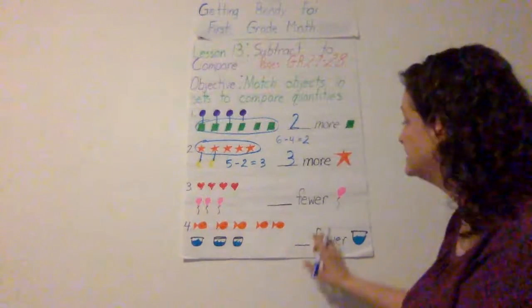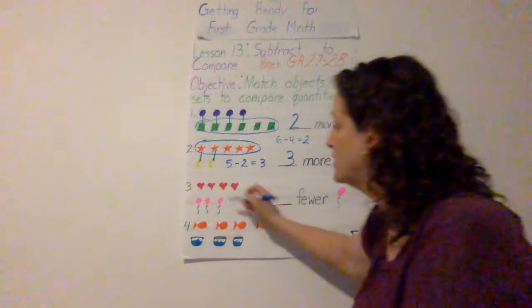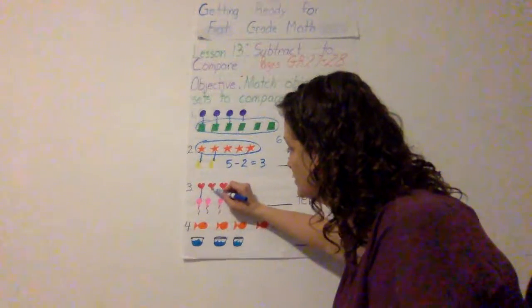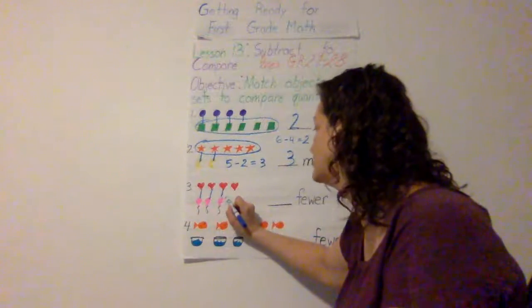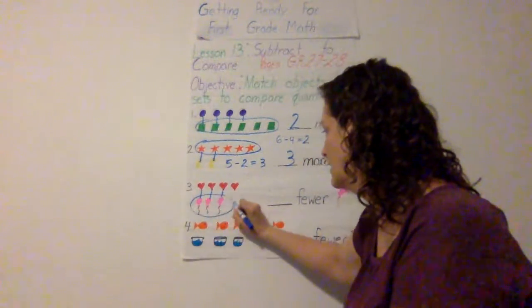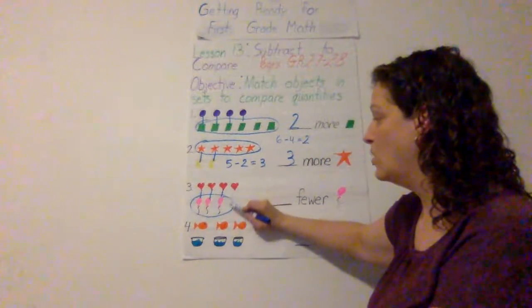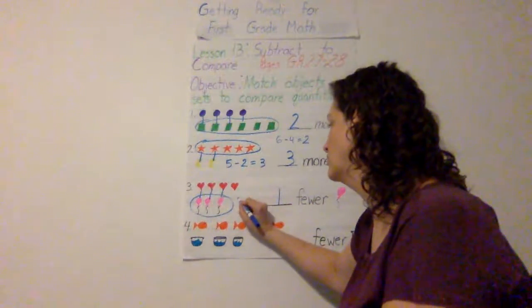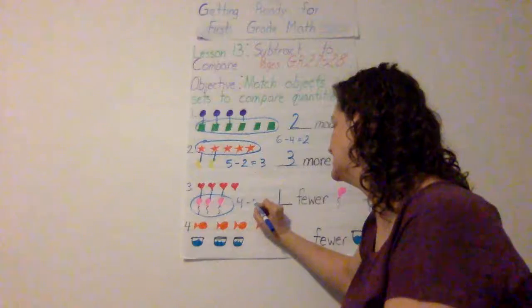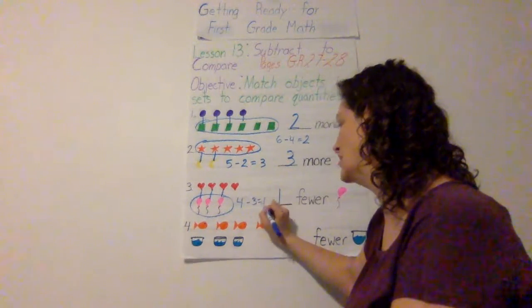I'm going to come down here. This time we're trying to figure out which group has fewer. So I draw my lines to match. The group that has less has fewer, which is my balloons. I'm going to circle it. And there's 1 heart that doesn't have a match, so I have 1 fewer balloons. Or 4 minus 3 is 1.